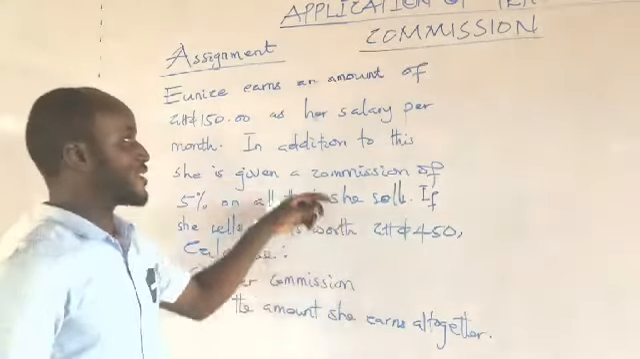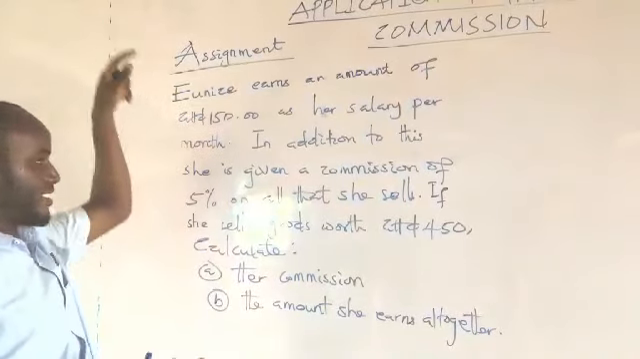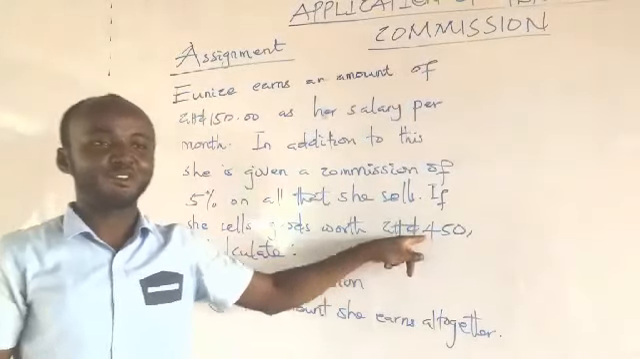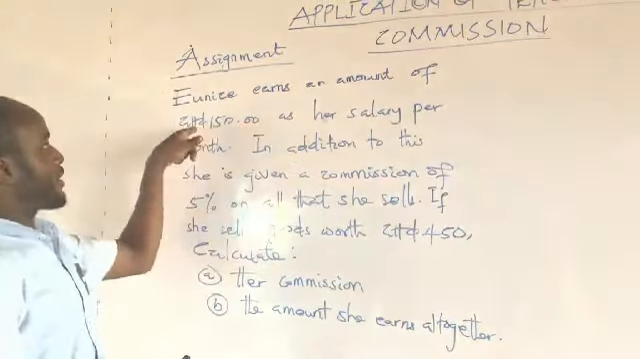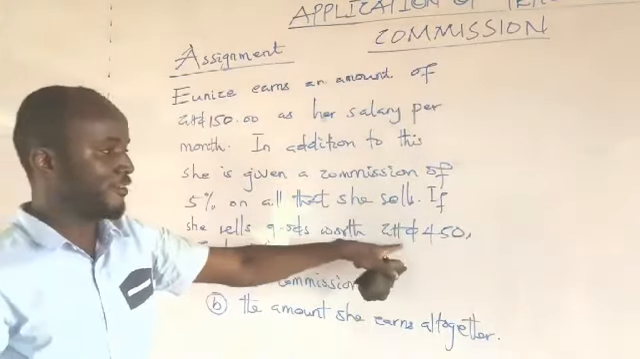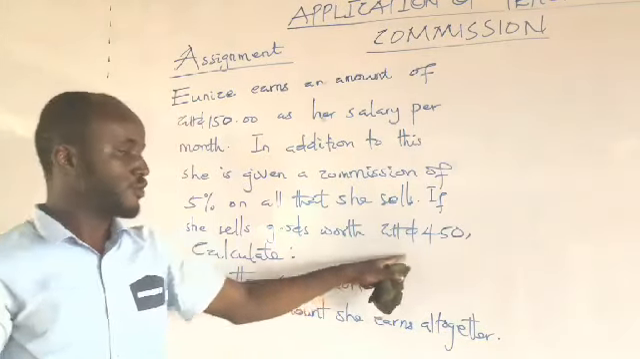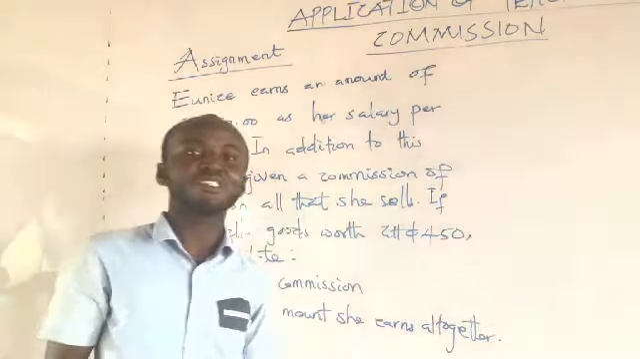So take note of this question very, very well. Know what this 150 Ghana cedis mean, and know what the 450 Ghana cedis mean. Don't get confused. The 150 Ghana cedis here is her salary per month, and the 450 Ghana cedis here is the total amount. So just solve these questions here to see how best you can.